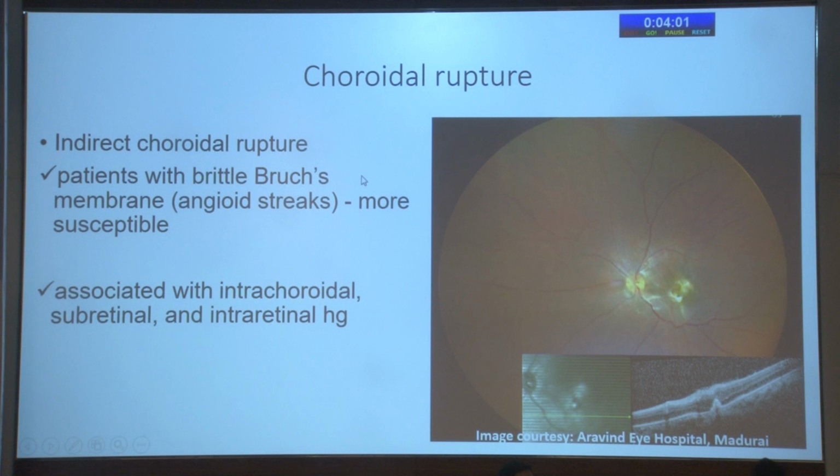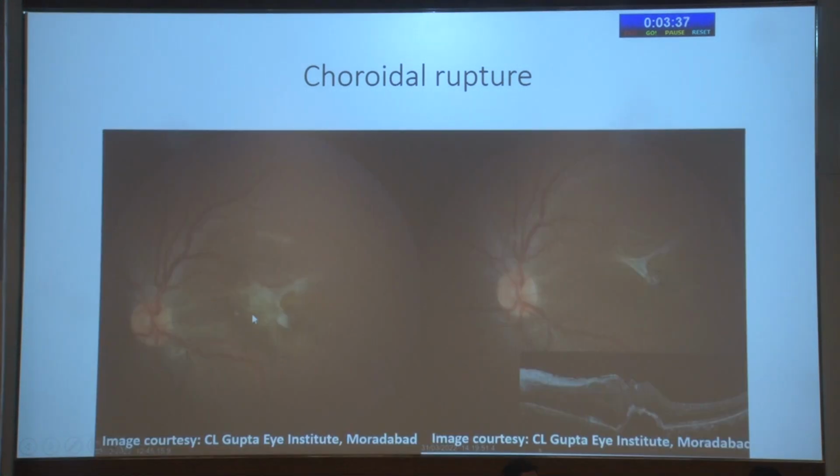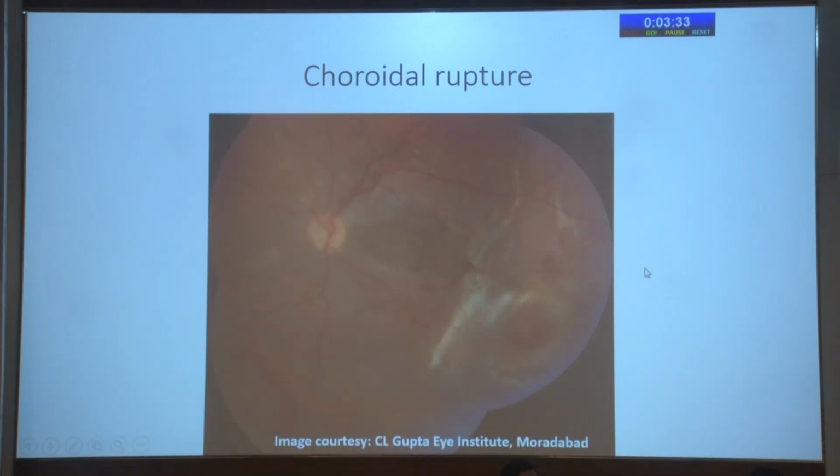In indirect choroidal ruptures, patients with brittle Bruch's membrane, especially in cases of angioid streaks, are more susceptible, and they are associated with intrachoroidal, subretinal and intraretinal hemorrhages. So there is a long-term risk of CNVM, especially if it is associated with old age, macular location, and greater length of the choroidal rupture. Treatment is anti-VEGF injections.